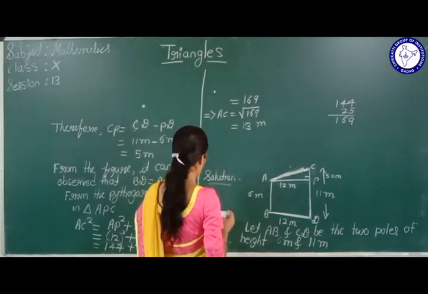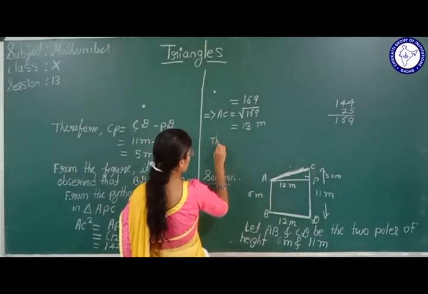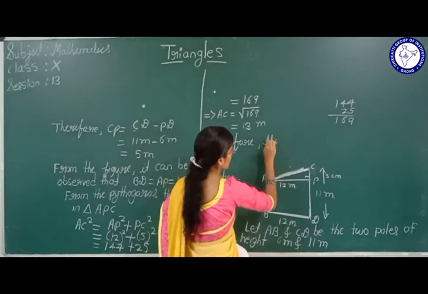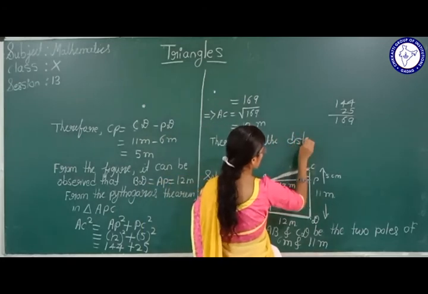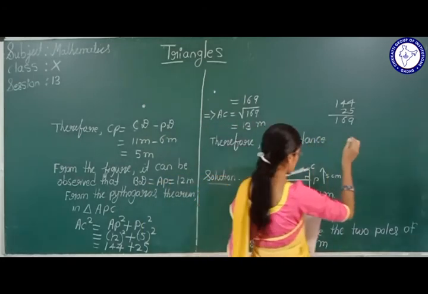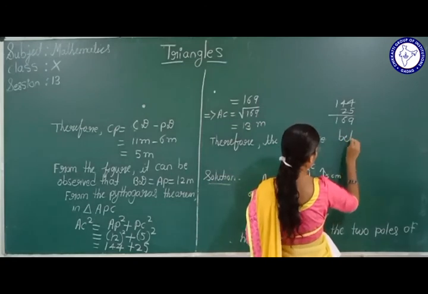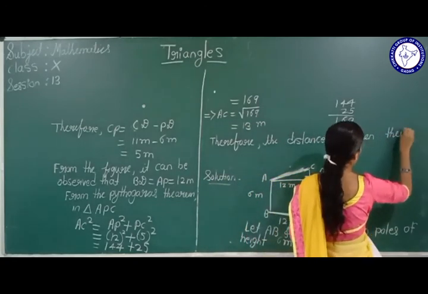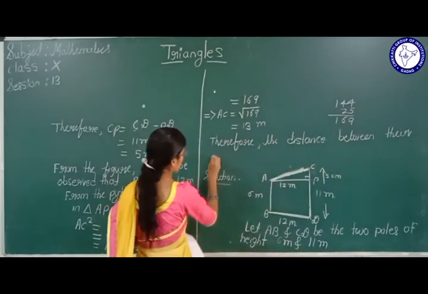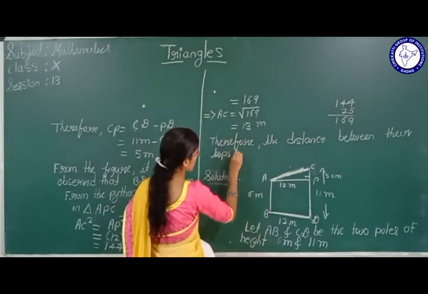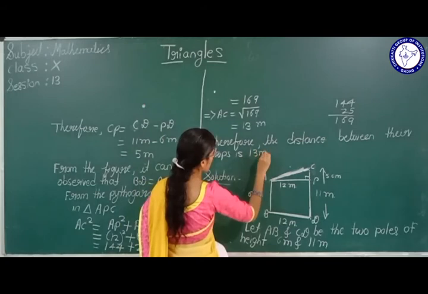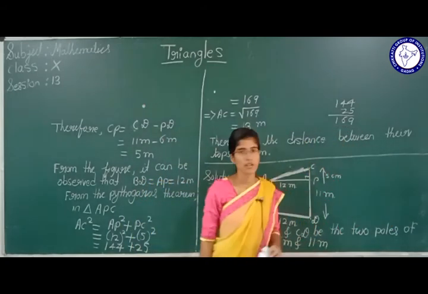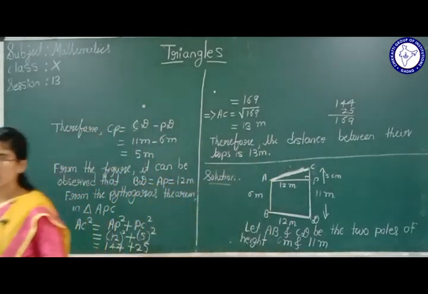So we can write, therefore, the distance between their tops is 13 meter. Okay. Now we will see the next question.